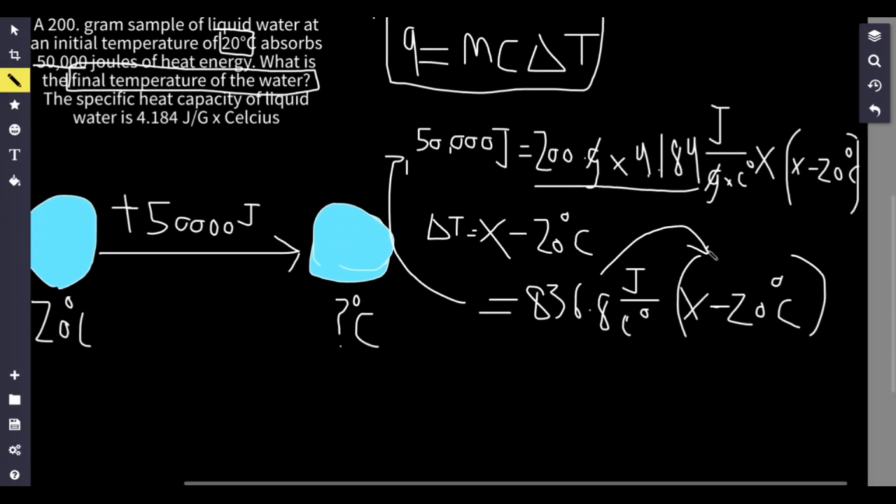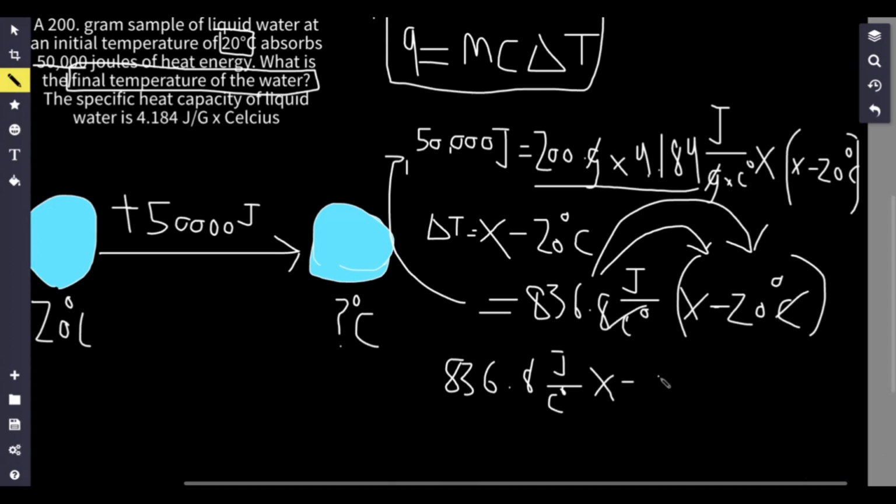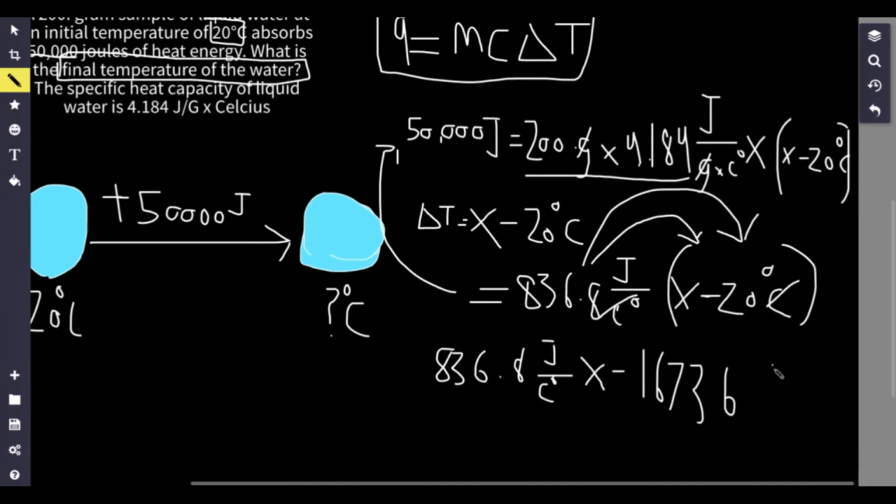We do some distributive property stuff, and we're going to get 836.8 joules divided by Celsius times X, minus, the Celsius will cancel out, 836.8 times negative 20, which is negative, sorry, 16,736, and this is going to be in joules, and this is going to be equal to our 50,000 joules, right? 50,000 joules.